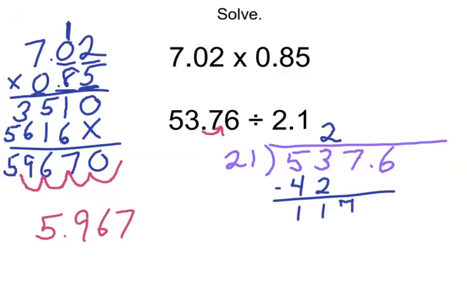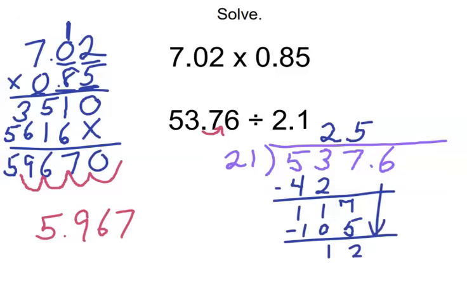Bring down the 7. Can 21 go into 117? I'd say 21 is close to 25, and 4 25s is 100, 5 25s is 125. So I'm thinking it's probably going to be 5 because it's only 21. So 5 times 1 is 5. 5 times 2 is 10. Subtracting that. 7 minus 5 is 2. 1 minus 0 is 1.